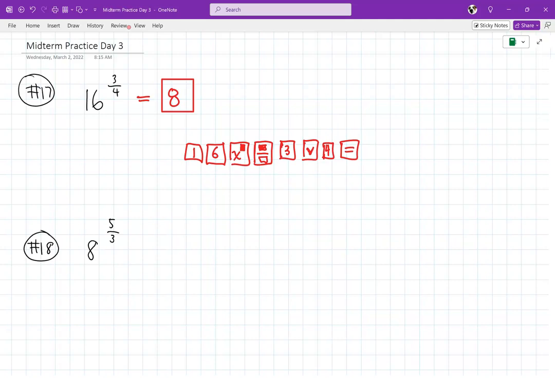Being familiar with the calculator helps, but I think most of you guys are fine with that. So anyway, this is 8.